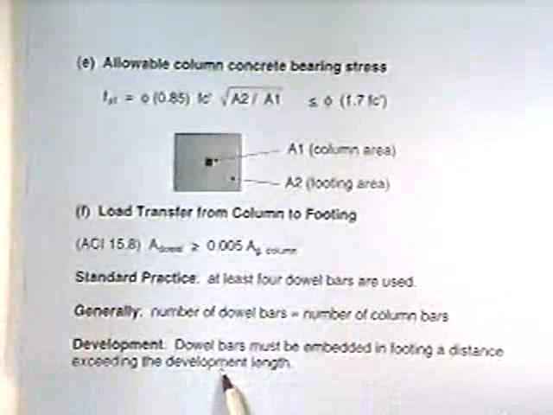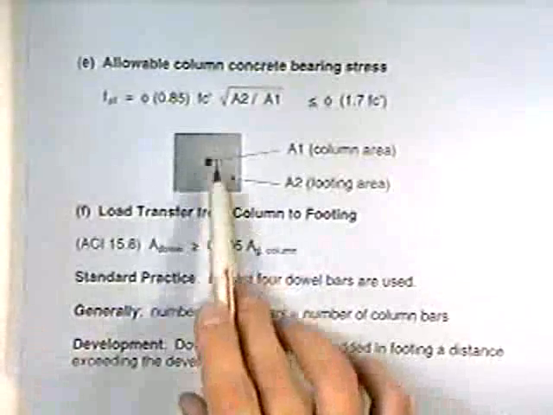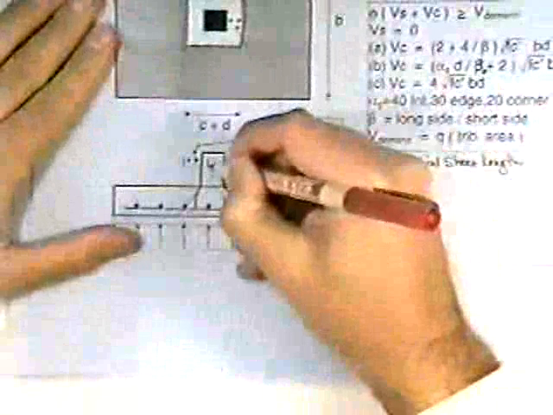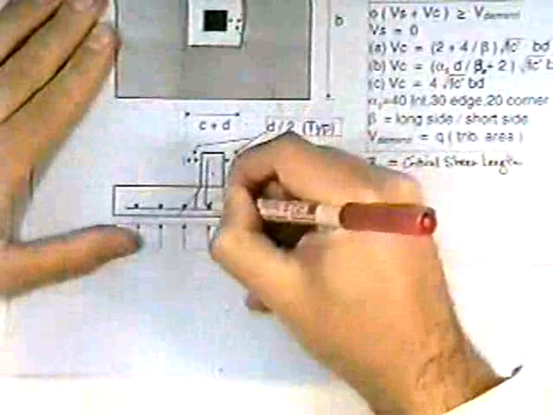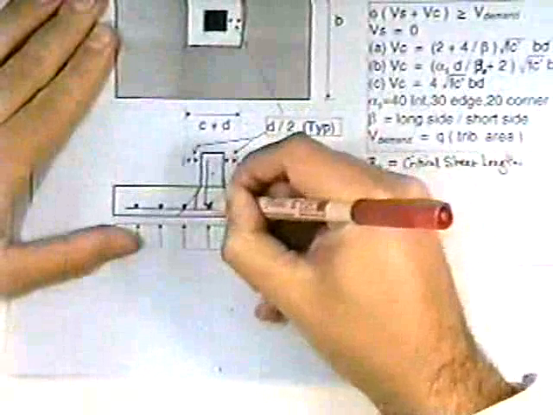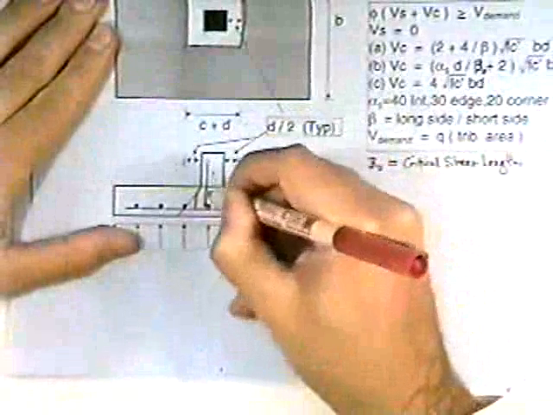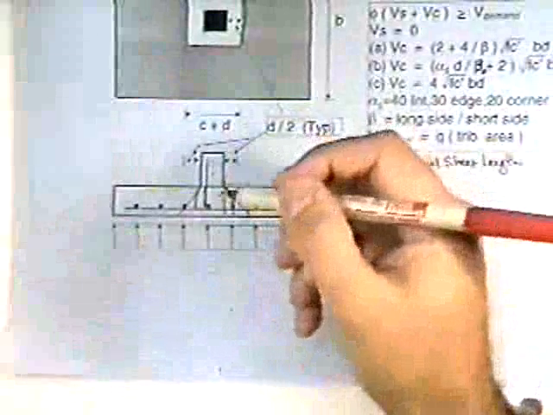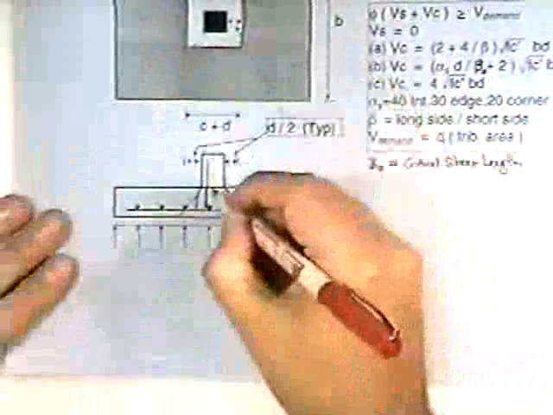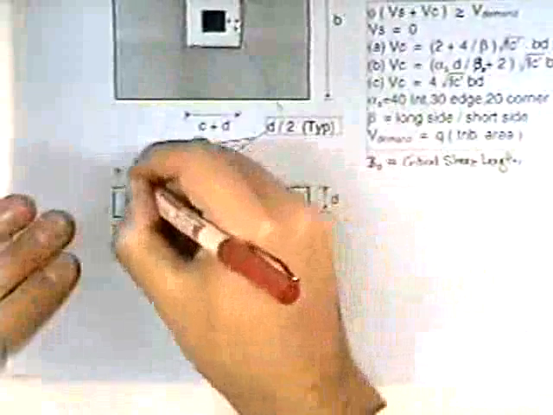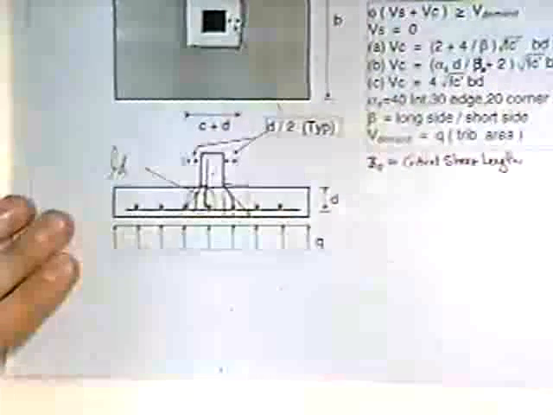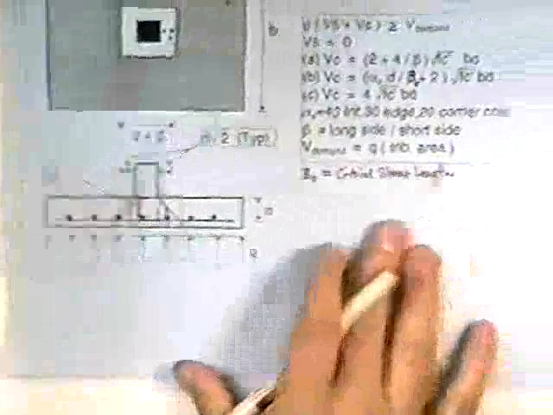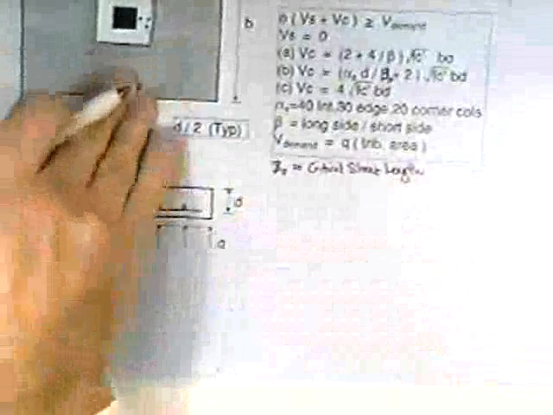As far as development goes, these bars that go from the column into the footing, as in this previous drawing, dowel bars are going to dip into this footing. How far they dip into this footing is based on the development length. You have to make sure that there is enough development length, L sub d, to make sure that those bars are fully active.